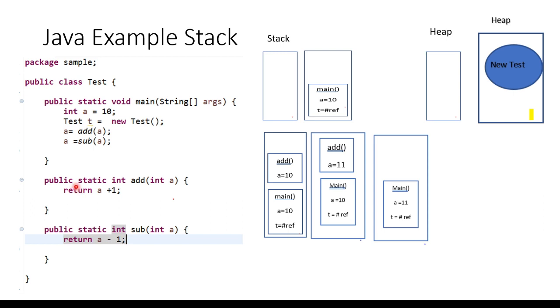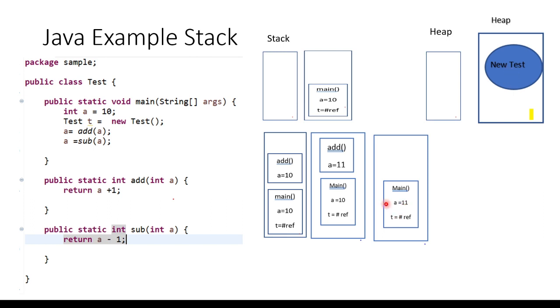Okay, now once execution of this add method is completed, that block will be removed from the stack memory, because now there is no use of this add block, because this add method is executed. So this add block will be removed, and now we are in the main method. So we have only one method executing. So that main block will still be present in the stack memory.